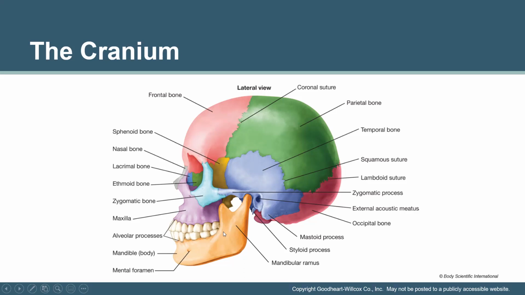The mandible is the movable part of your jaw. Right here is your TMJ, or your temporomandibular joint, where the mandible articulates with the temple bone.